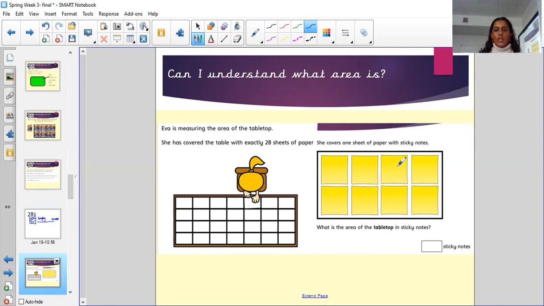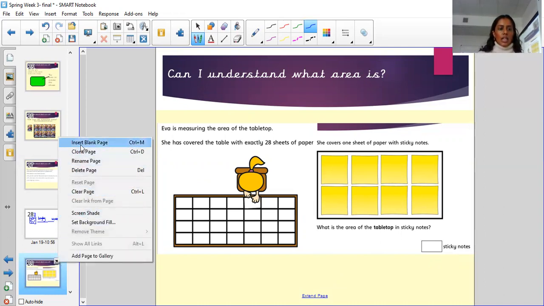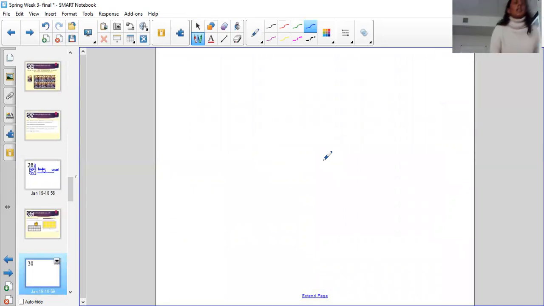1, 2, 3, 4, 5, 6, 7, 8. And we've got 28 sheets of paper. So essentially what we're going to be doing is the calculation of 28 times by 8. So I'm going to go to the board and I'm going to do that now. 28 times by 8. So I'm going to add a new page and let's have a go. So 28 times by 8.